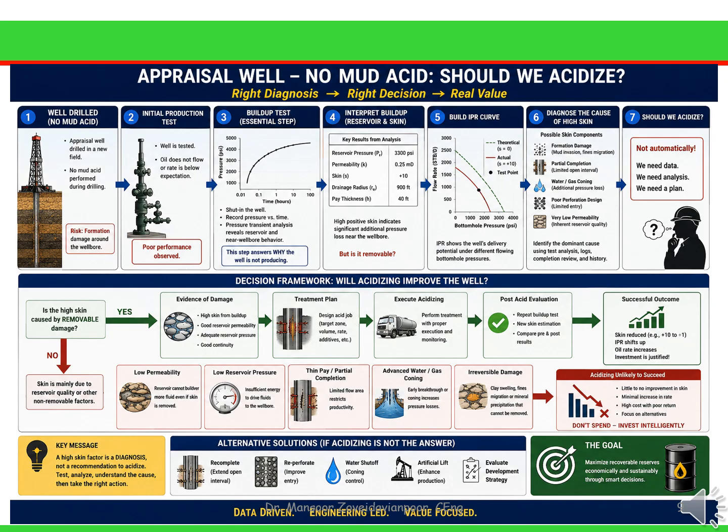Never acidize because the well is producing poorly. Acidize only when pressure transient analysis shows that the production loss is caused by removable near wellbore damage. Remember this principle. Production testing tells you what the well is doing. Pressure buildup testing tells you why it is doing it. Good engineers do not ask, can we stimulate the well? They ask, will stimulation remove the real cause of the problem? That single question can save a company millions of dollars and prevent unnecessary interventions. Diagnosis always comes before treatment.